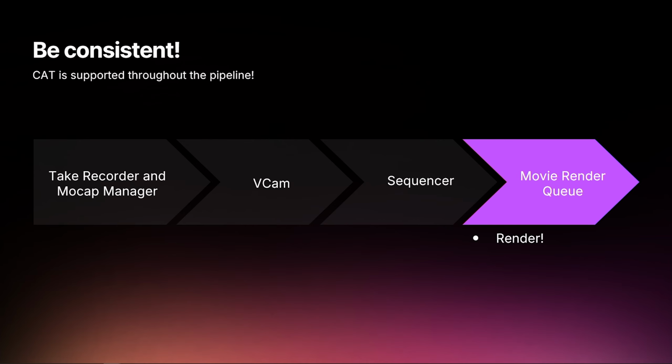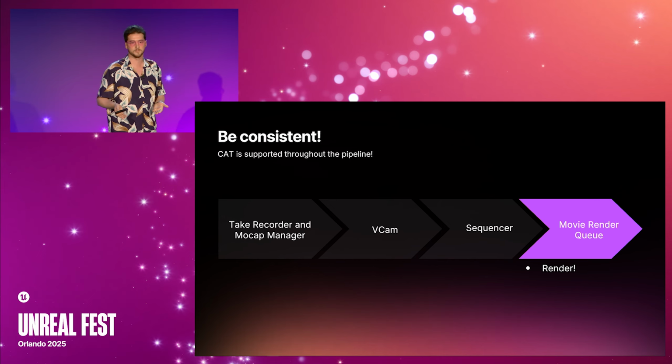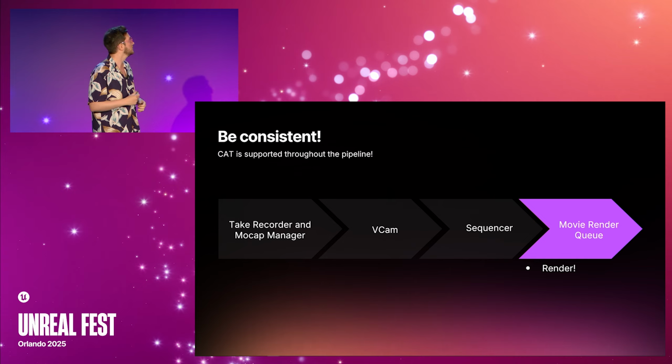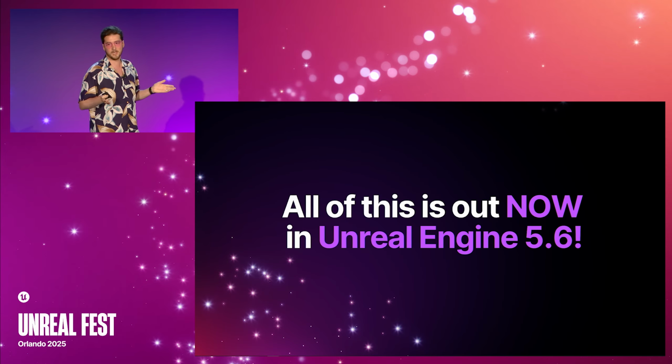So when you go to pick out your sequences, you can choose your Cine assembly, set it to render, and it will also pre-populate the level that you want to render from the metadata that was inside of that. And there's more development coming with the integration of Movie Render Queue in the future as well. All this is out now in Unreal Engine 5.6, so you can go and try it right away today.